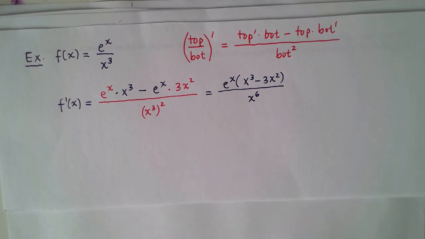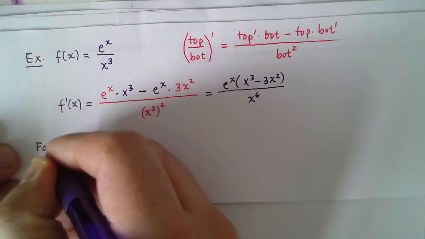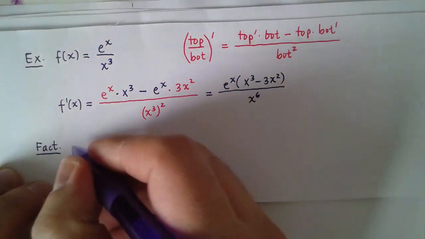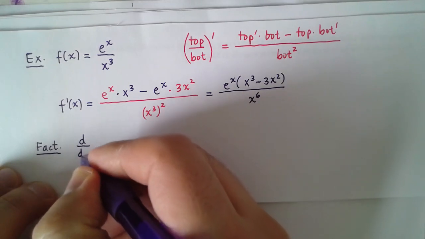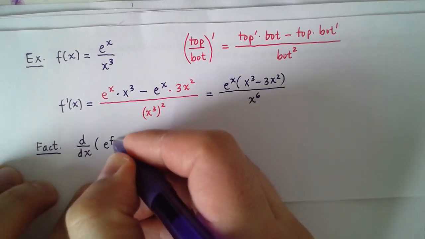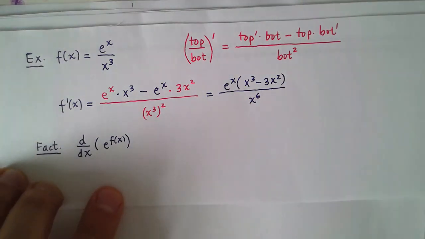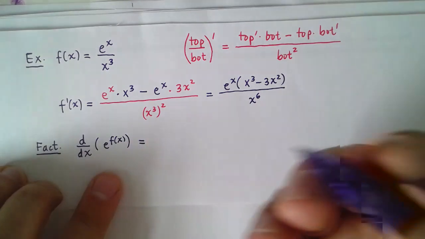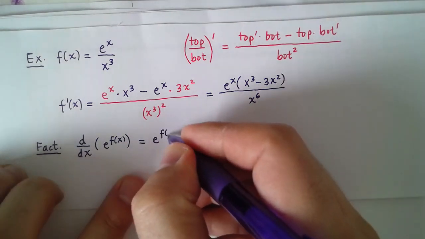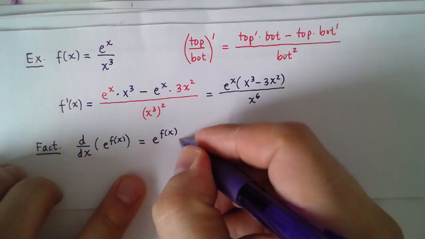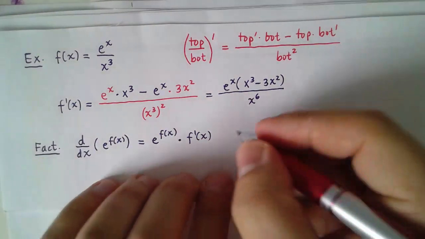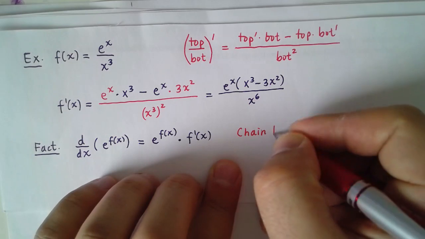Now another fact, another rule, comes through the chain rule. If you take the derivative of a function of the form e to the f of x, by the chain rule, first you take the derivative of the outer function, which is e, and e has derivative itself, so you keep f of x in the exponent, so it's e to the f of x, and multiply it by the derivative of the inner function, which is f prime of x. Here, we just use the chain rule.